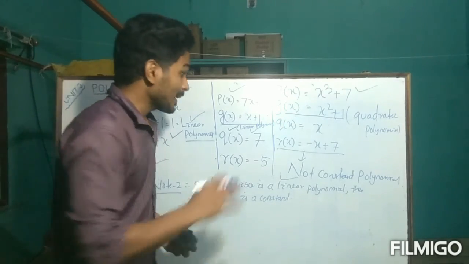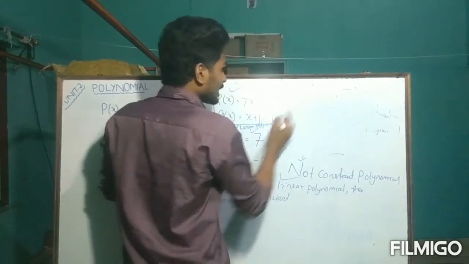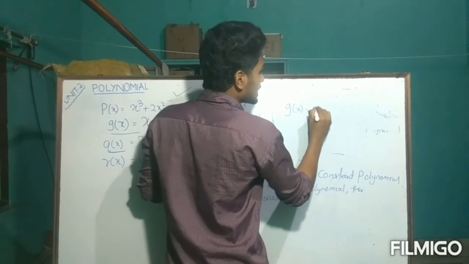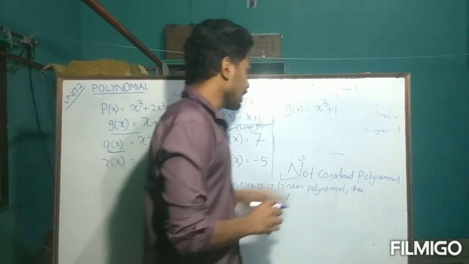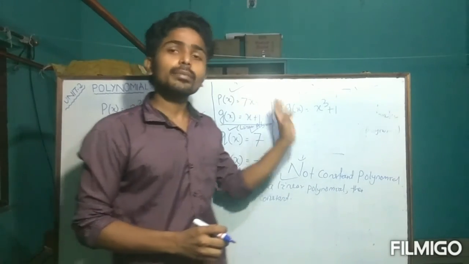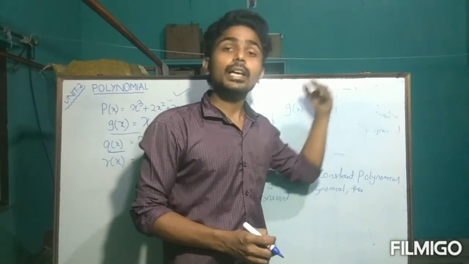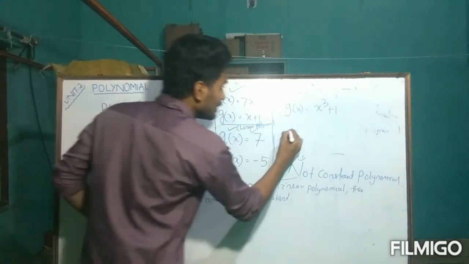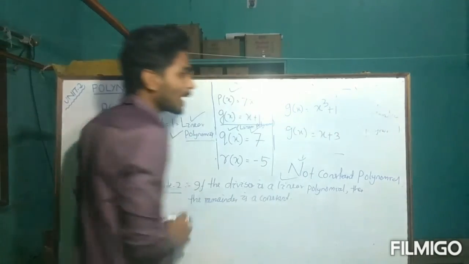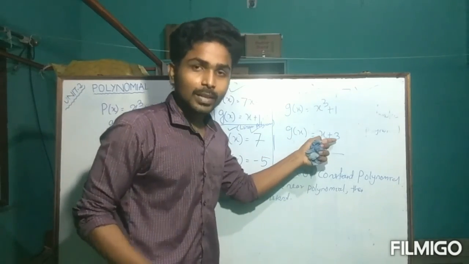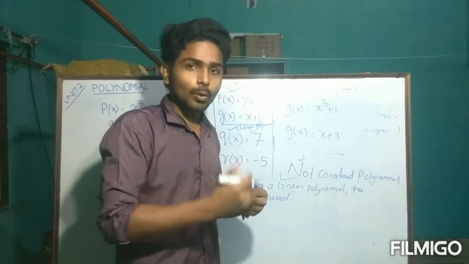Clear? So suppose we have another case. If the divisor g of x is x cube plus 1, then will the remainder become a constant? No, the remainder will not be a constant. Why? Because the degree of the divisor is 3. It is not linear, it is a cubic polynomial. Okay, if the divisor degree is 1, here see, it is a linear polynomial. So we can say that the remainder is always a constant.